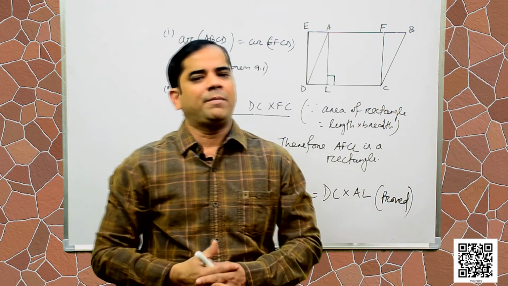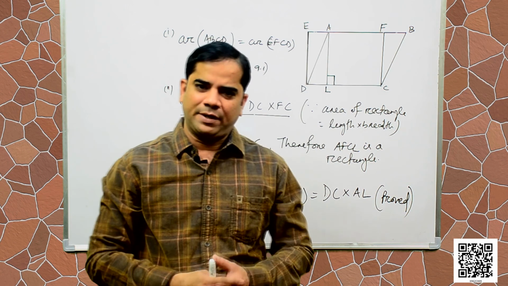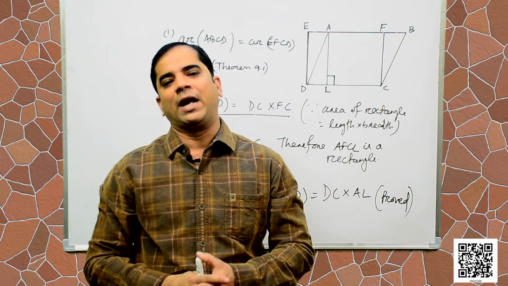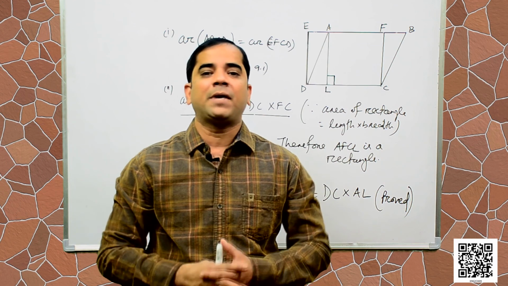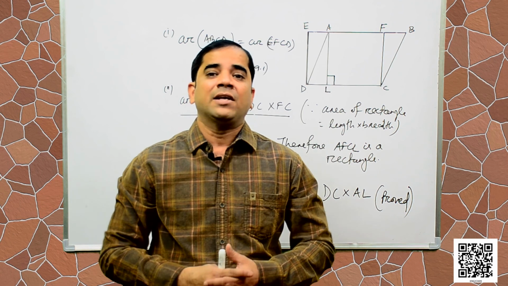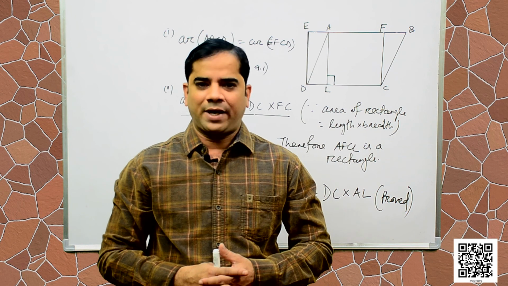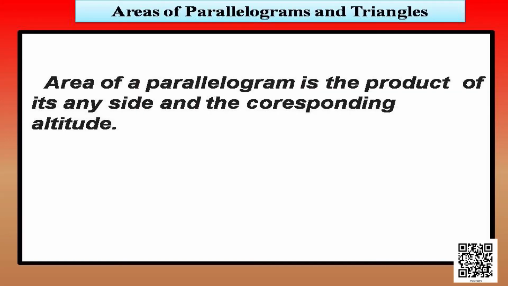So, hope you have understood this example. We have gone through this example by using theorem 9.1. So you need to remember the concept of theorem 9.1 for solving many such examples or questions regarding parallelogram. So students, from the result we have discussed, you can see that area of a parallelogram is the product of its any side and the corresponding altitude.